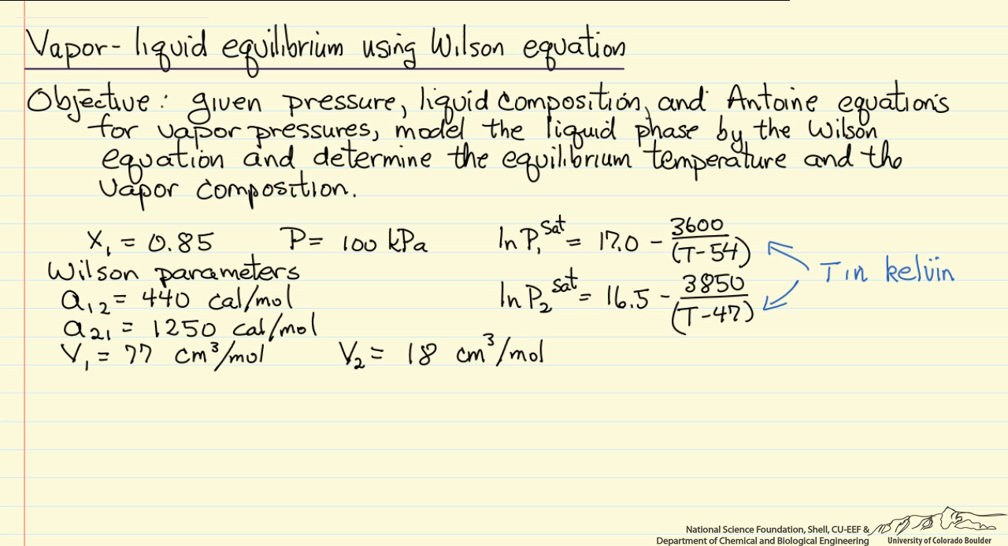In this example, we're going to determine the vapor composition that's in equilibrium with a liquid whose composition is given. We're also given the pressure. We have to determine the temperature for vapor-liquid equilibrium. And we're given the Wilson parameters. So we're going to model the non-ideal liquid using the Wilson equation.